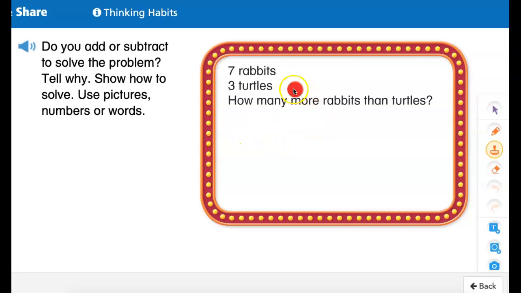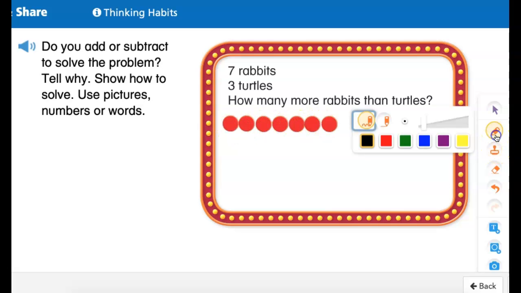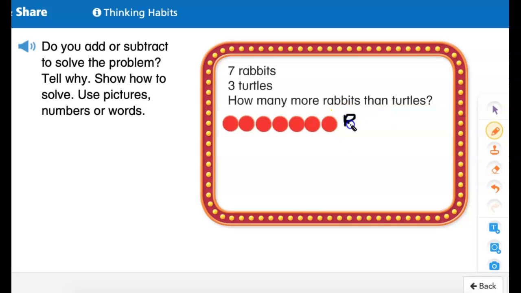It tells me that I have 7 rabbits. I have 3 turtles. How many more rabbits than turtles do I have? So I'm going to use my counters to count 7 to represent 7 rabbits. Do it with me. 1, 2, 3, 4, 5, 6, 7. So these 7 red dots are going to represent my rabbits. I'm just going to write an R next to my red so I don't forget.